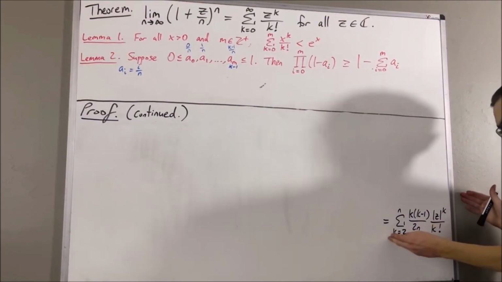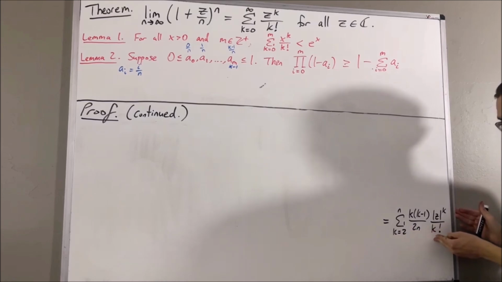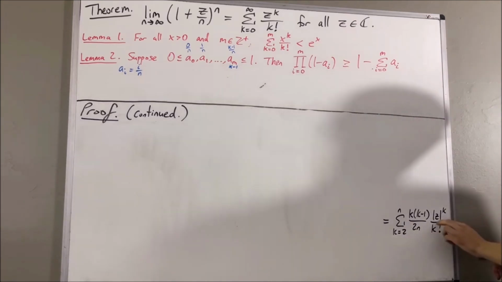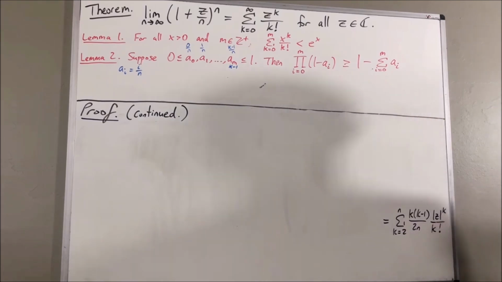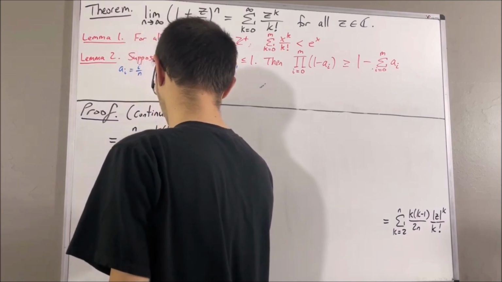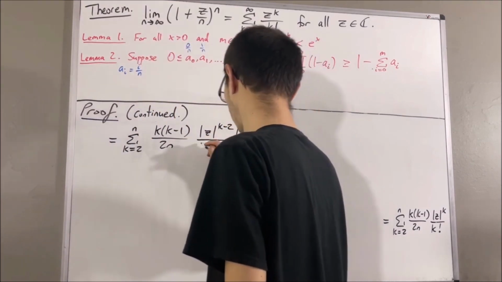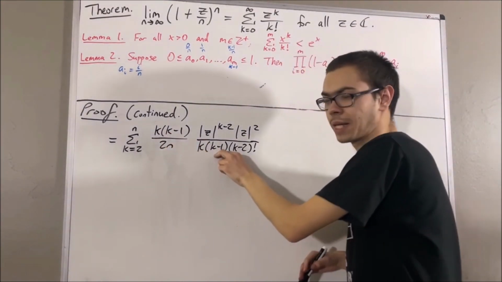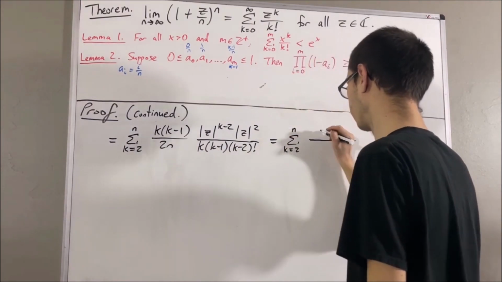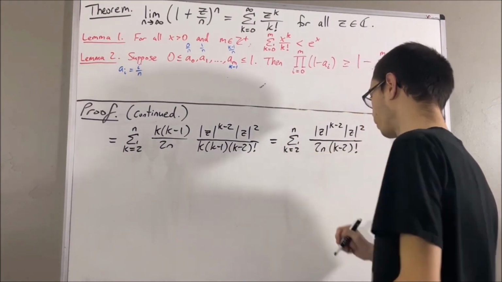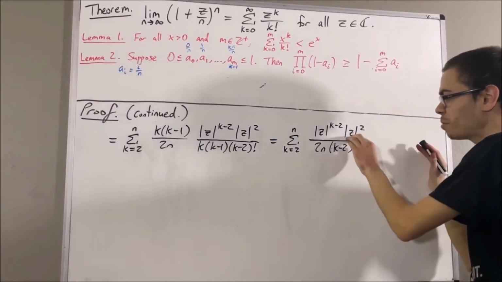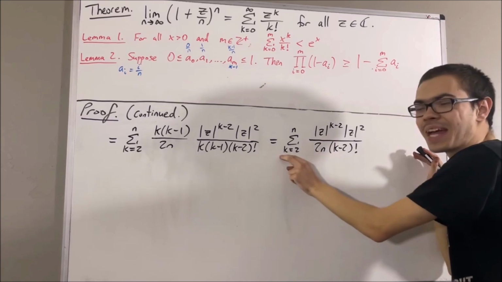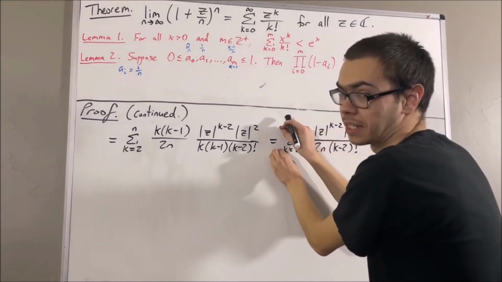Now, since k is at least 2, we can re-express k factorial as k times k minus 1 times k minus 2 factorial. And let's also re-express absolute value of z to the k as absolute value of z to the k minus 2 times absolute value of z squared. So notice k times k minus 1 will cancel out with k times k minus 1. But then, since absolute value of z squared over 2n doesn't depend on the index k, we can pull it to the outside of the sum.